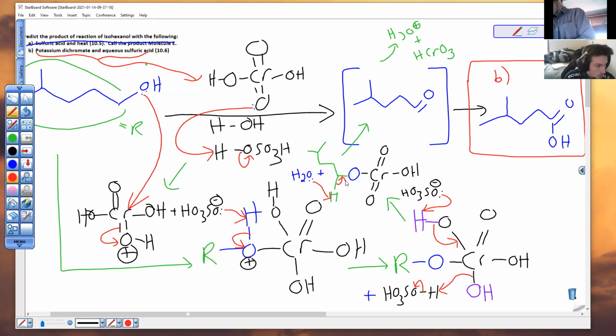The arrows are identical to what we call elimination, aren't they? E2. And that would make HCrO3, HCr with three O's, and a carbonyl.